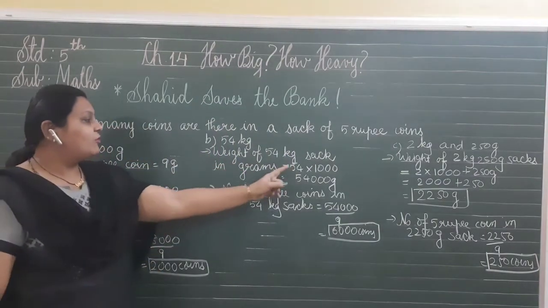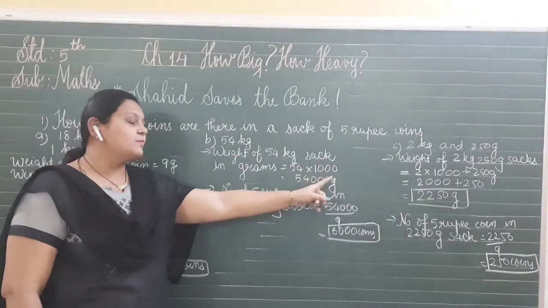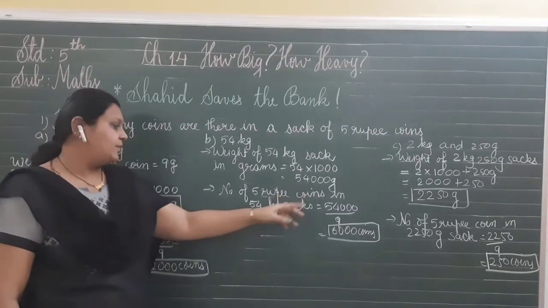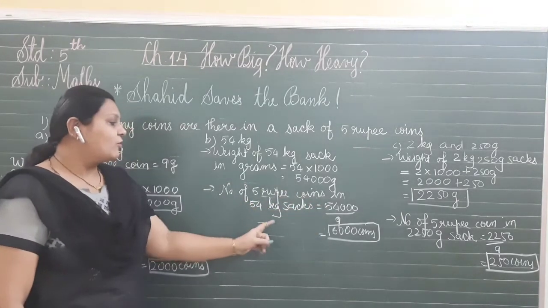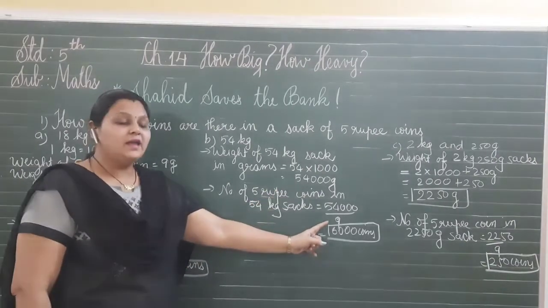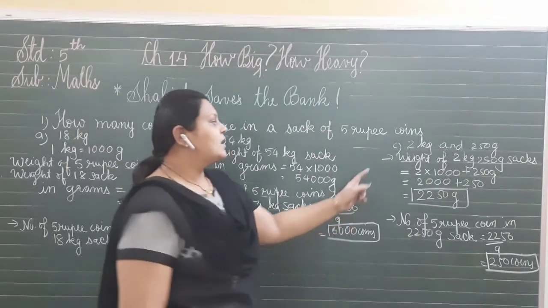Same way for 54 kg. Weight of 54 kg set in grams is equal to 54 multiplied by 1000. That comes to 54,000 gram. Now, number of 5 rupee coins in the 54 kg set is equal to 54,000 divided by 9. That comes to 6,000 coins.